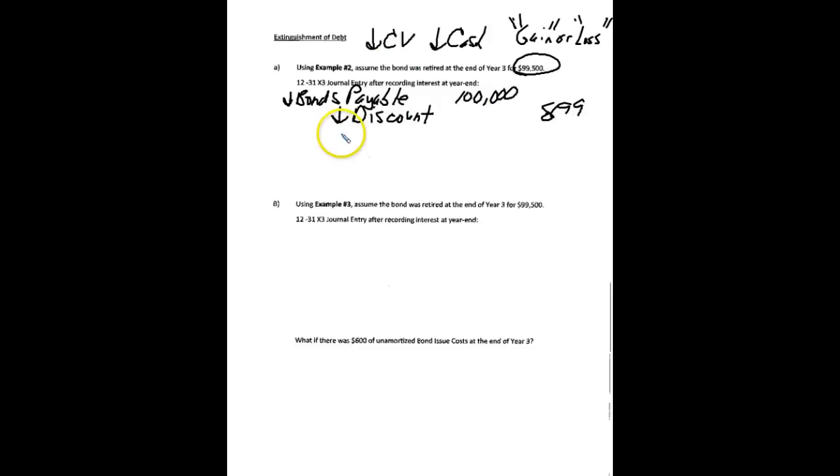Step number 2, record your cash payment. And that's $99,500. So now, I really can just do debits and credits. I actually need a debit of $399 to balance. And that's going to be the loss on redemption of bonds.